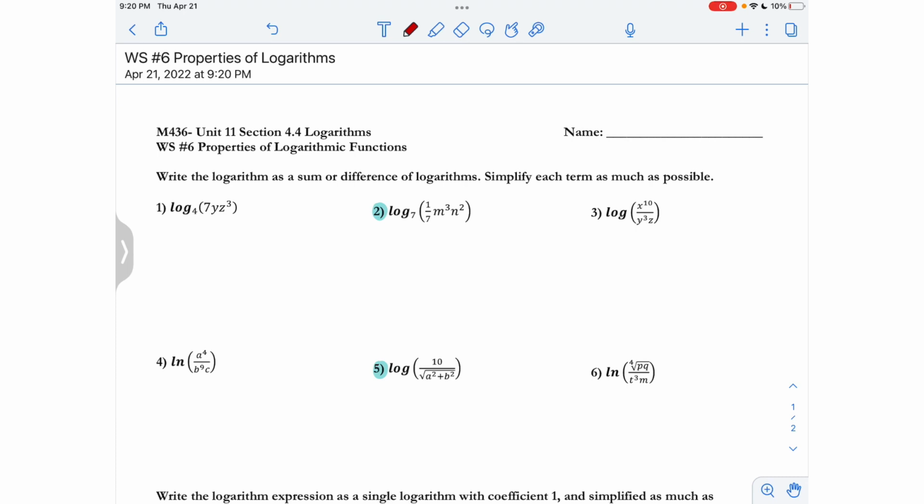Hey class, this is a quick review of some of the properties we learned in class. I'm going to do examples from worksheet 6, starting with number 2.